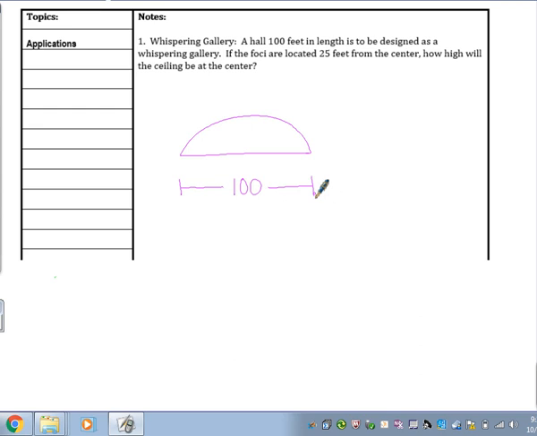Now, with these applications, you're going to have to designate a center. The easiest thing to do is designate your center at the origin, so I always put my center at 0, 0. That means if this whole thing is 100, what is the length of each half? 50, right? So if I put ordered pairs here, this would be 50, 0, and this one would be negative 50, 0.